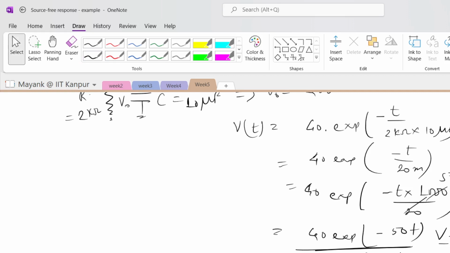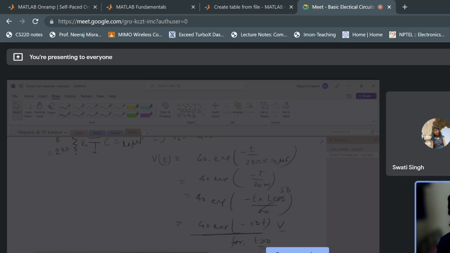So is there any doubt in this solution? The people who are present, do you have any doubt in this particular solution? Okay, so no response will be counted as no doubt. So fine.